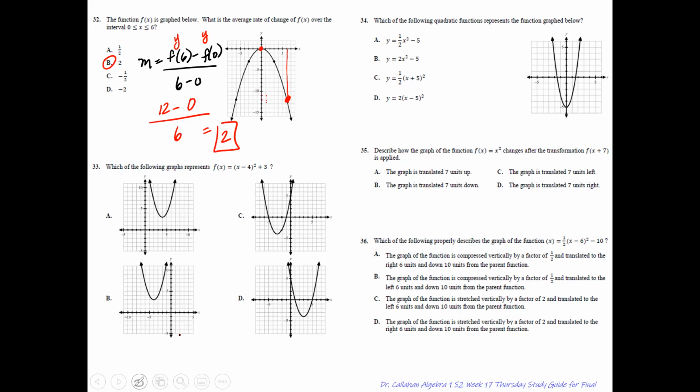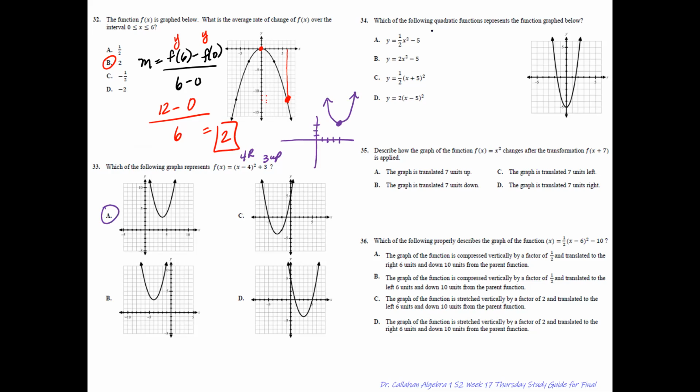Now let's take a look at question number 33. So let's go ahead and draw this, okay? So when I graph this, this is 3 up, 4 to the right. So 1, 2, 3, 1, 2, 3, 4. It's gonna be something like this. So which one matches that? I think A is a pretty good match.